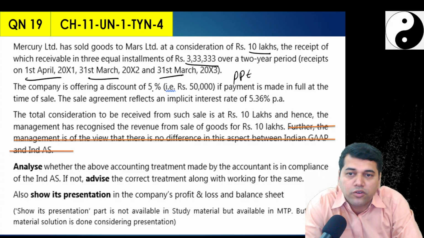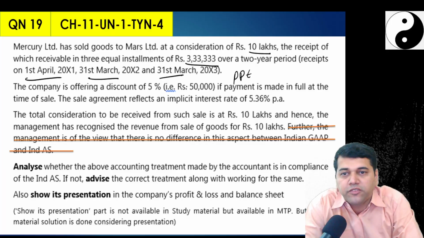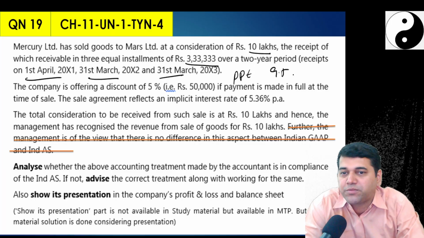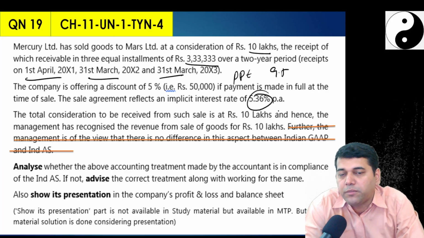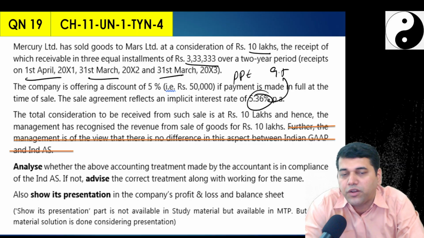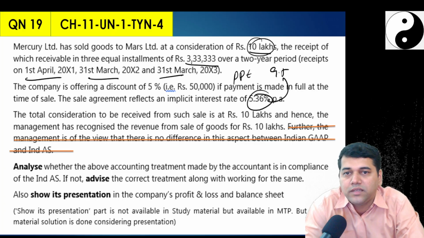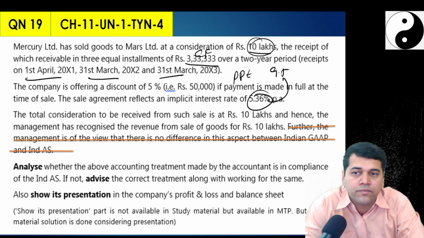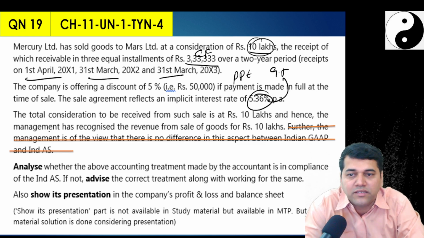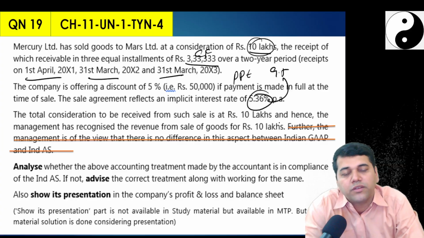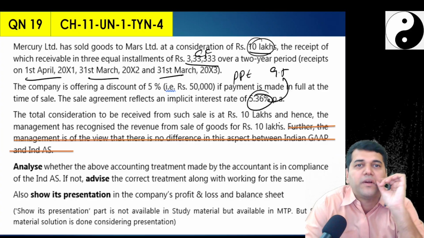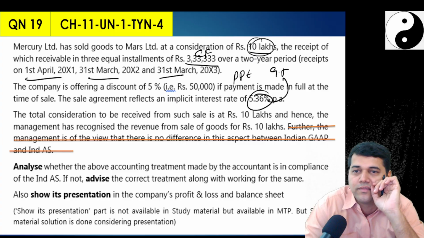The company is offering a discount rate of 5% if payment is made in full. That means 9.5 is the cash price and the implicit rate is 5.36%. So if you discount 9.5 at the future rate, it will end up with the 10 lakhs. These are all the cash flows. Total consideration is 10 lakhs, hence the management recognized the revenue from the sale of goods at 10 lakhs. They passed an accounting entry debiting customer, crediting sales.